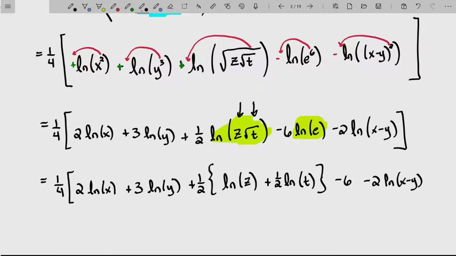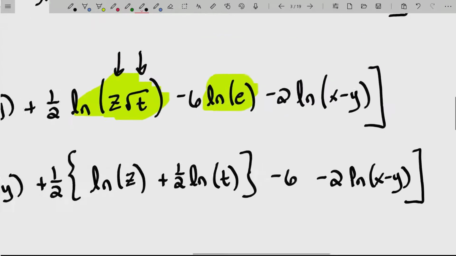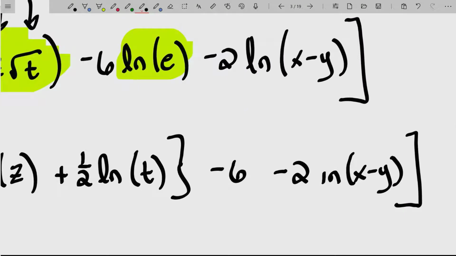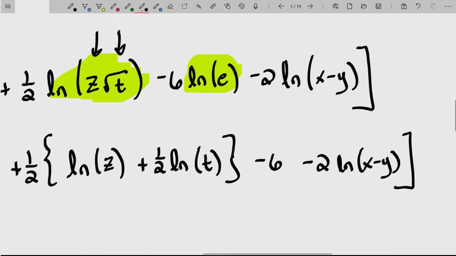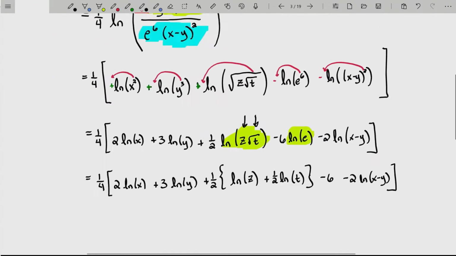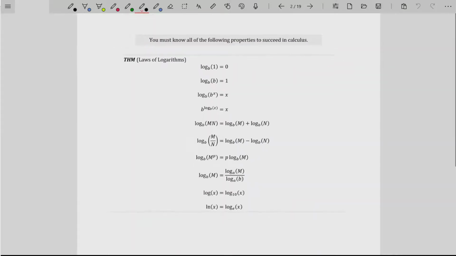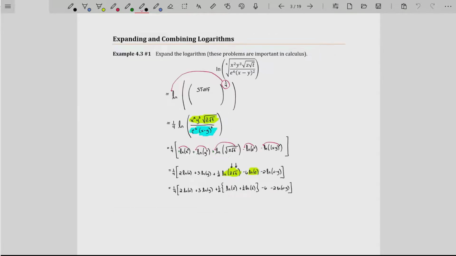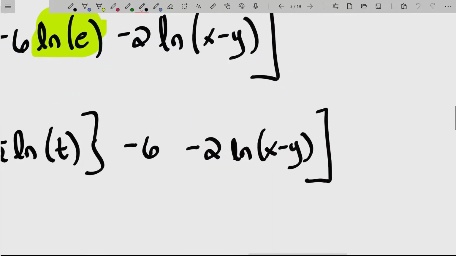Something to note here, that natural log of x minus y is done. You cannot break that apart. There is no property in that list of properties that we had on the previous page in the previous lecture. There's no property that says, if I have the natural log of m minus n, or the log of m minus n, it splits apart. So whenever you see a logarithm where its argument is a sum or a difference, it's done. There's nothing else you can do there.